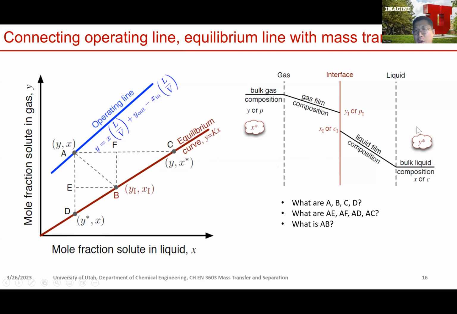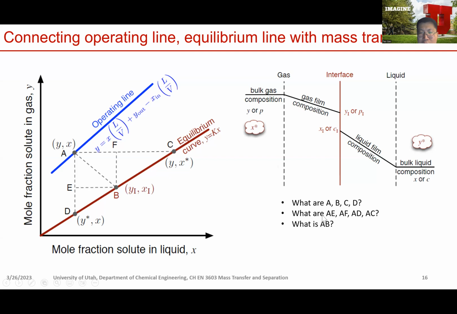Y star is the fictitious gas phase composition that's in equilibrium with X. Remember, on the right side of this line we have the liquid phase, so we use X to denote its composition. The concept of Y doesn't apply on this side because Y refers to the gas phase composition. That's why we say it's a fictitious gas phase composition: we get Y star by applying the equilibrium constraint, so Y star equals the K value multiplied by X.